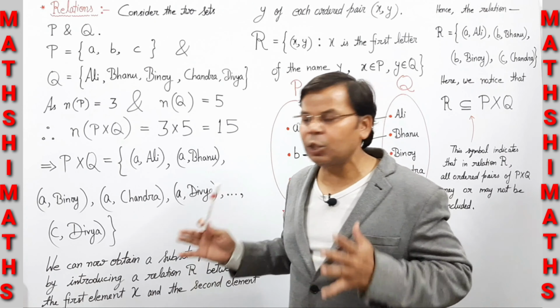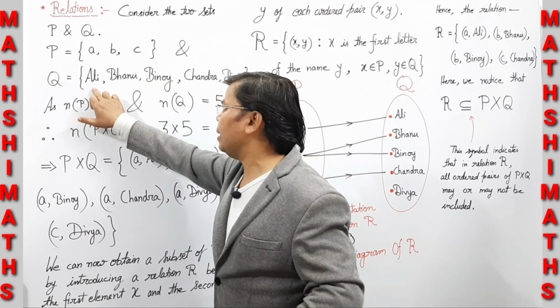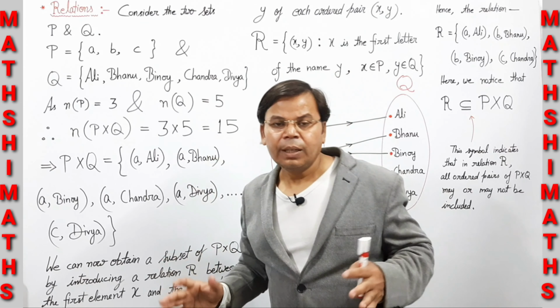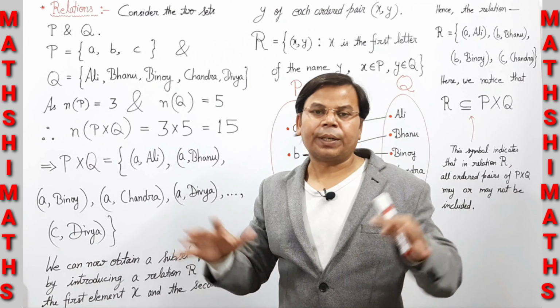This 15 indicates that there will be 15 ordered pairs in the Cartesian product of P and Q. Hence, these 15 elements will be A Ali, A Bhanu, A Binoy, A Chandra, A Divya, B Ali, B Bhanu, B Binoy, B Chandra, B Divya, C Ali, C Bhanu, C Binoy, C Chandra and C Divya. These are the 15 ordered pairs in the Cartesian product of P and Q.